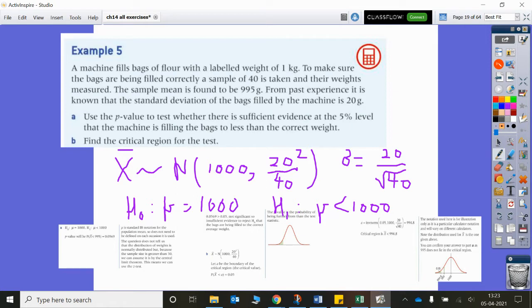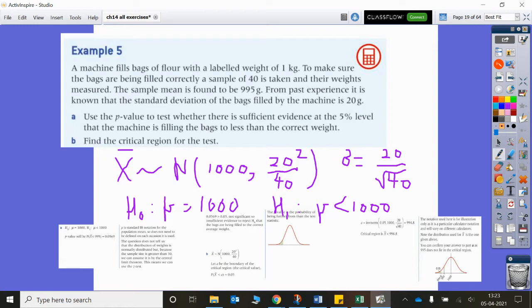We're just seeing if the sample mean distribution should follow a normal distribution. We're testing to see whether or not this distribution here is incorrect for our sample mean distribution.